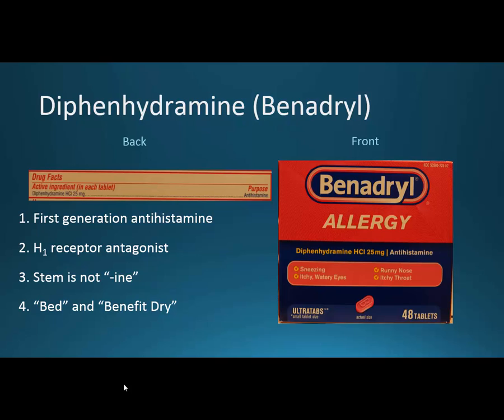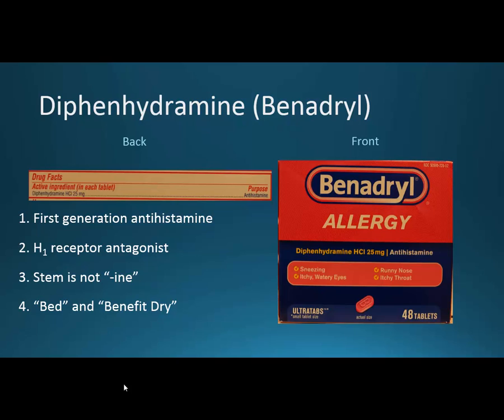The point I want to make is that this is a first generation. It was one of the first ones that came along. It doesn't mean it's worse. We use it all the time. But because of this side effect of drowsiness, we want to recognize that we shouldn't be driving with it or something like that. But it's also used in a positive way in the PM and Tylenol PM, which we'll get to a little bit later.